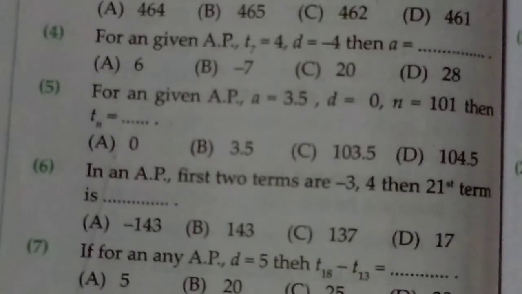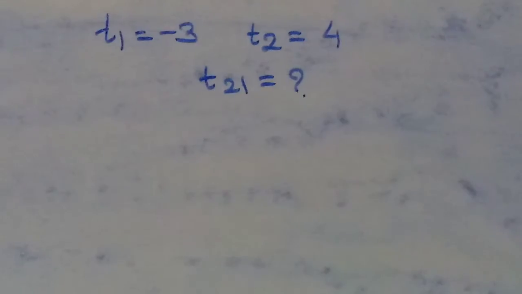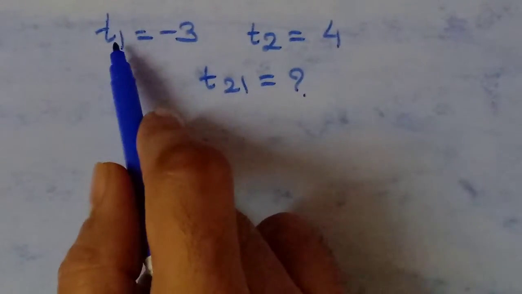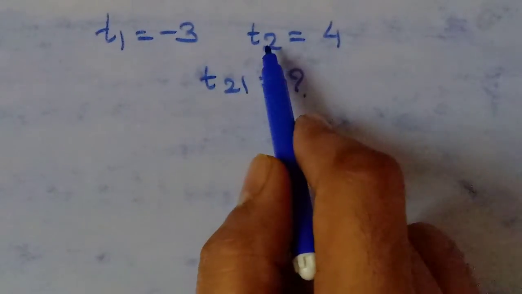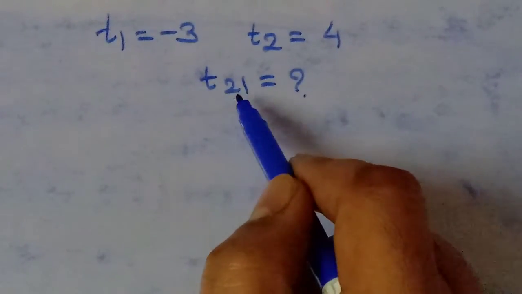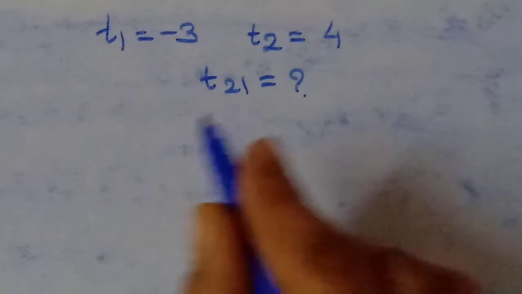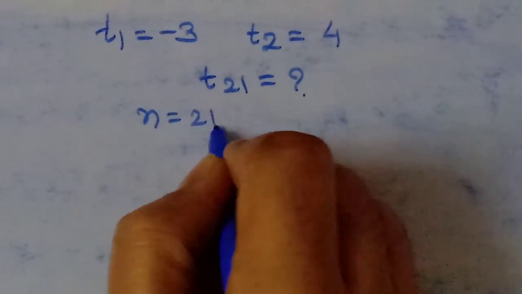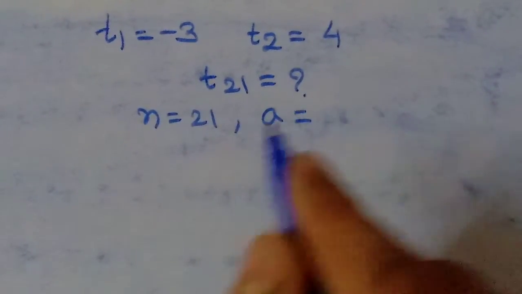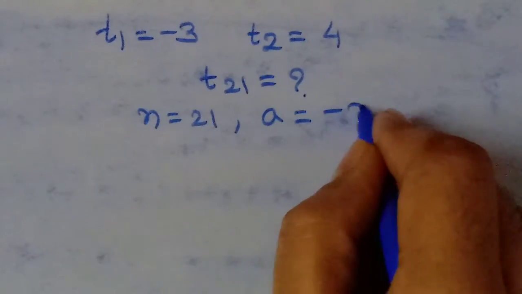Then next question is, for an AP the first two terms are -3 and 4, then the 21st term is dash dash. See what is given. First term T1 is equal to -3, second term T2 is equal to 4. We have to find out T21. That means n is equal to 21.